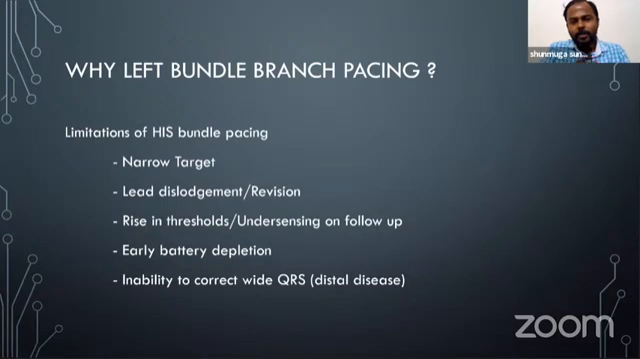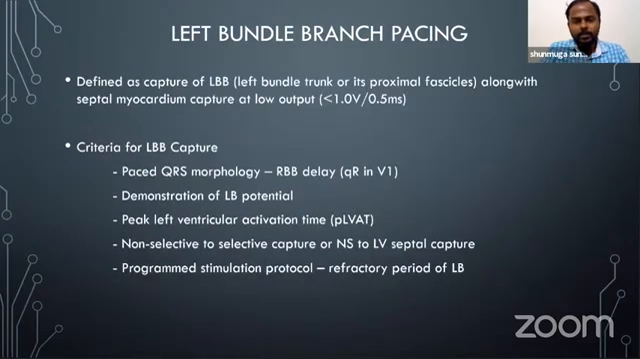Any scientific terminology needs some definitions. What is the definition of left bundle branch pacing? It's defined as capturing the left bundle branch, either its main trunk or one of its fascicles, like the anterior fascicle or even the posterior fascicle, along with the septal myocardium. We know that the fibers are embedded in the septal myocardium, so we'll be capturing the surrounding myocardium also. And the capture threshold will be less than 1 volt at 0.5 milliseconds.